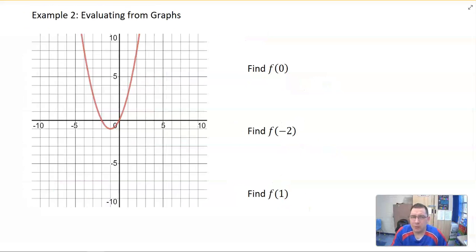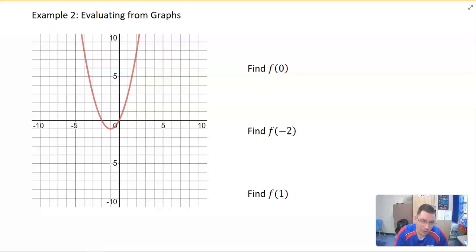This example here, we've got a parabola that's been drawn, and so let's take a moment and look at these three values. We want to know what is this graph when f of 0, f of -2, and f of 1. So I want you to pause the video and try these three out first, and then come back and see what the correct answers are. So pause the video now.